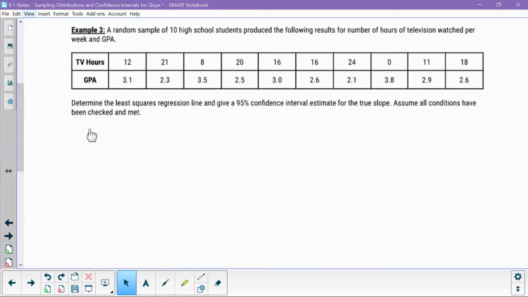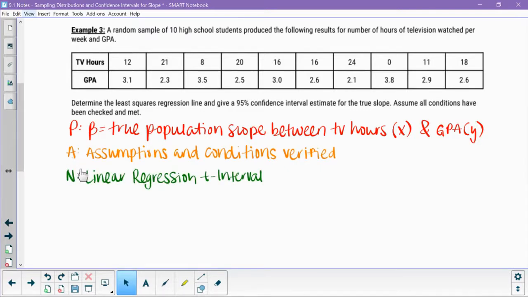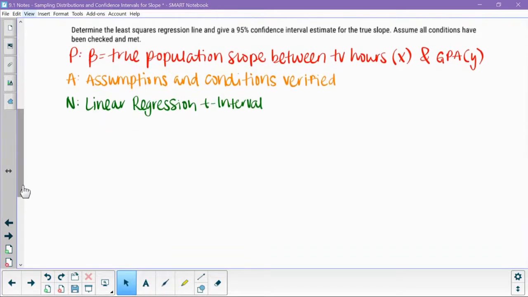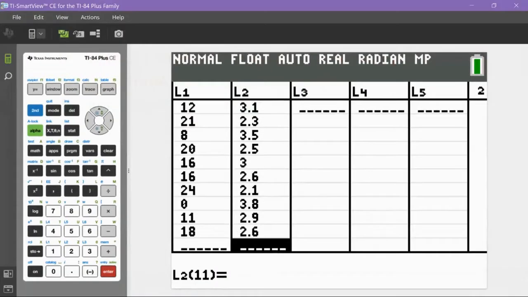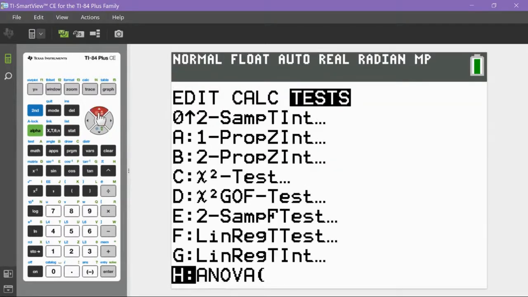So first, let's define our parameter. True population slope between TV hours, X, and GPA, Y. All assumptions and conditions are met. We have verified them. N, we are doing a linear regression T interval. Now, for the I part, we are going to go to our calculator. So I'm going to open mine up to show you. I have my data in L1 and L2. I'm going to go over to STAT, over to TESTS, and I want to go to G, LinRegTInt.